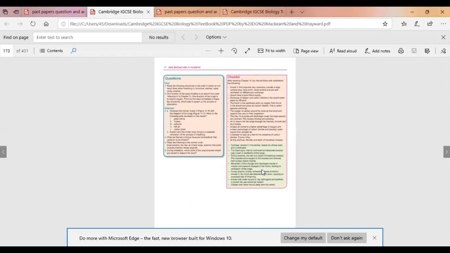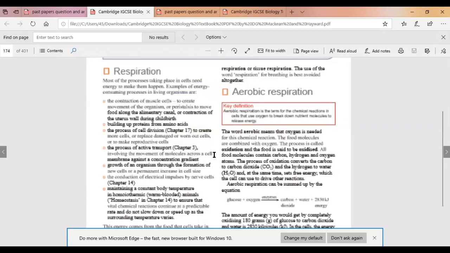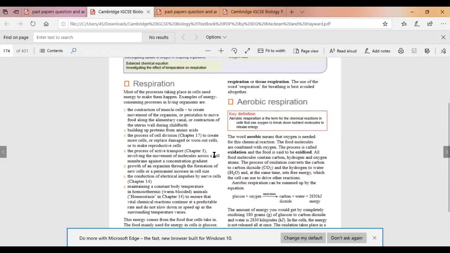Now we go to aerobic respiration. We said respiration, we have two kinds of respiration: aerobic and anaerobic respiration. I want someone to give me the difference between aerobic and anaerobic. It's a simple question. You must study well. What is the difference between aerobic and anaerobic?